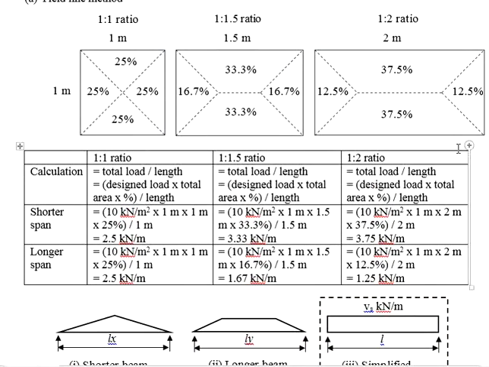Now we will need to calculate the loads carried by the beam of the shorter span and the longer span. How do we calculate that? First, you will need to get the total loads divided by the effective length in order for you to get the uniform load. Now, how do you determine the total load?